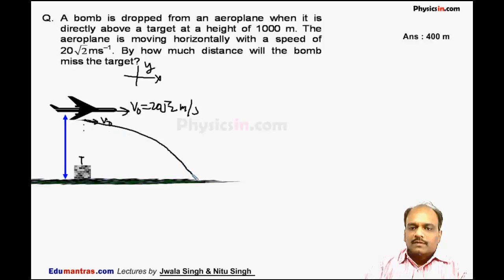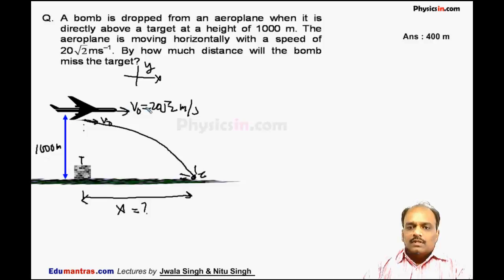path like this. It will strike somewhere here and here it will explode. This bomb will explode here. Now this distance is the distance by which the bomb will miss the target. This is x. Now we have to calculate this x. This height is given, it is 1000 meter.